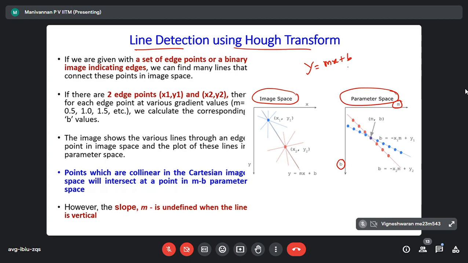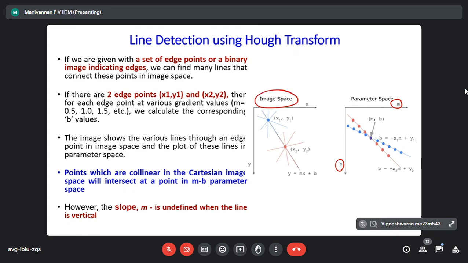Then for different values of y and x, you can plot for different values of m and b. You can get different lines, one is a red line, the other is a blue line. By substituting different values, you can get the b value. And before coming back, how are you going to get this m and b from the image space?